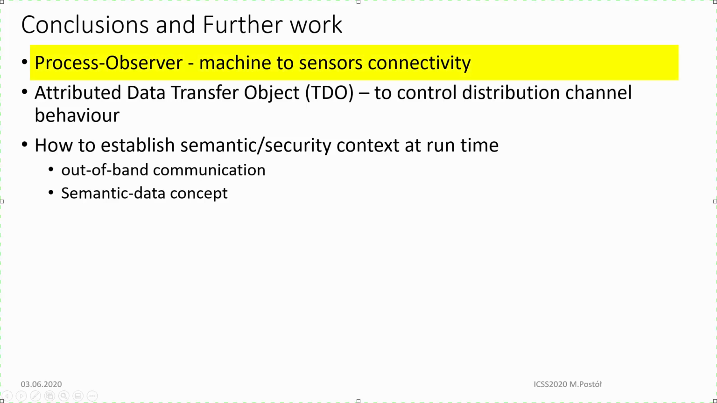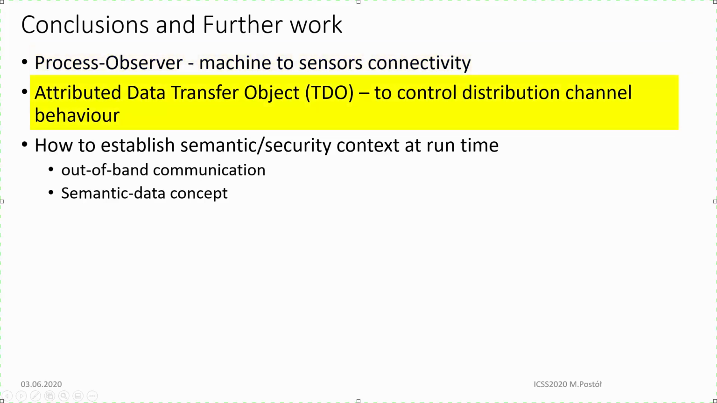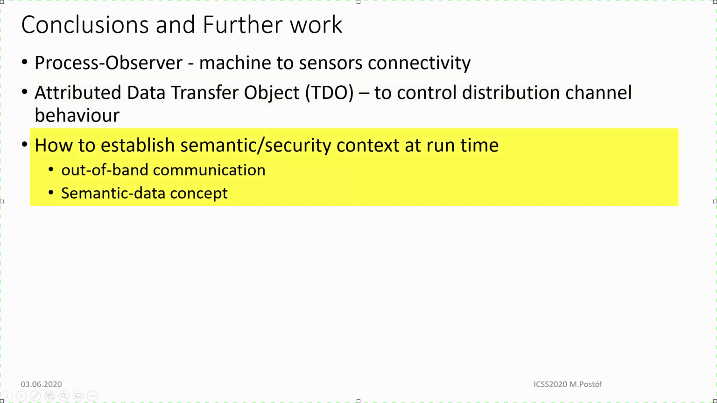Future work will be focused on machine-to-sensors connectivity based on the process observer concept. By design, it allows access to plant floor devices using a variety of field bus industrial network protocols. The next research direction is the usage of the data transfer object to control the communication behavior using the attributes attached. I am also going to investigate out-of-band communication to be used as a foundation for semantic and security context maintenance at runtime. That's all for now.